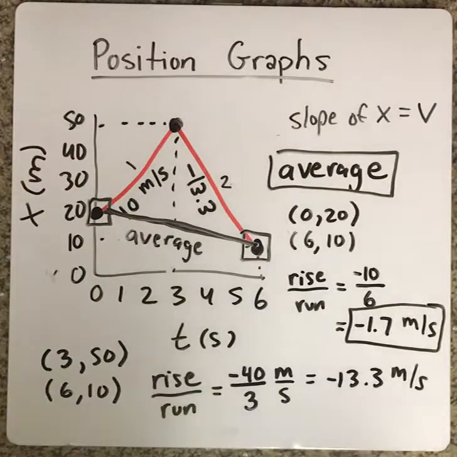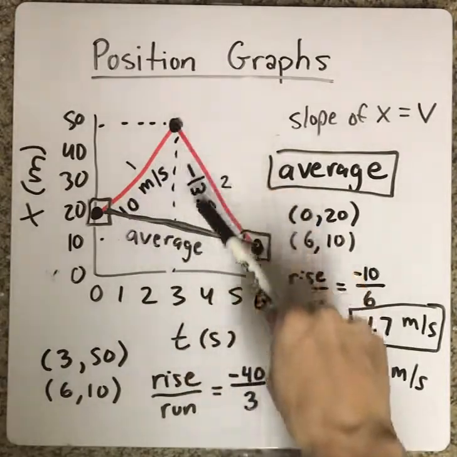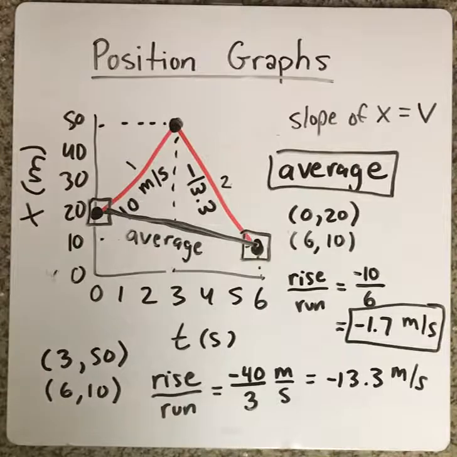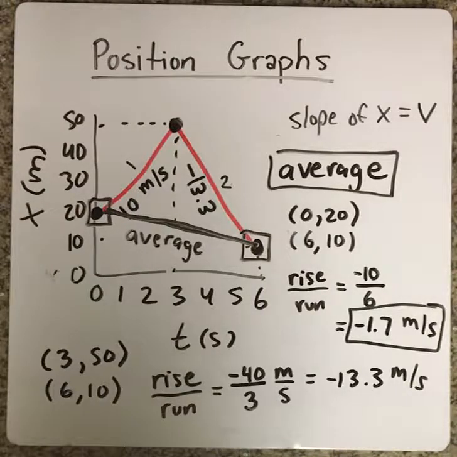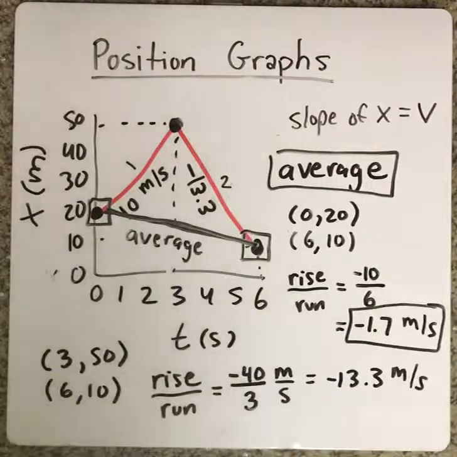In this case, the average was very small because the object turned around. Anytime that you turn around, it weakens your average velocity because you're going the wrong way. So that is how we calculate and draw the average for a position graph.